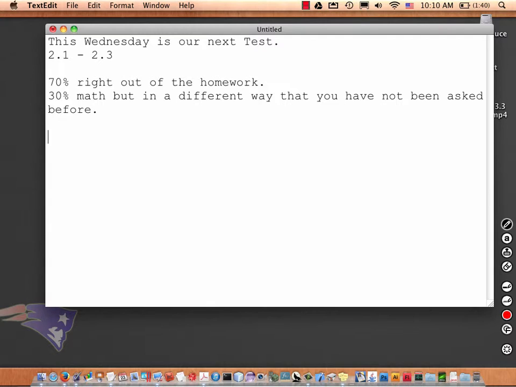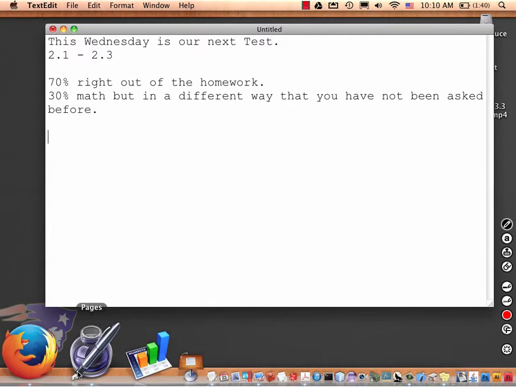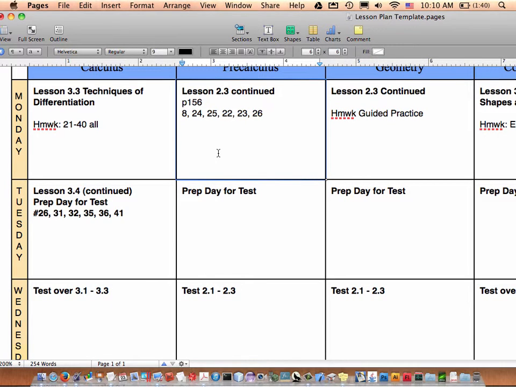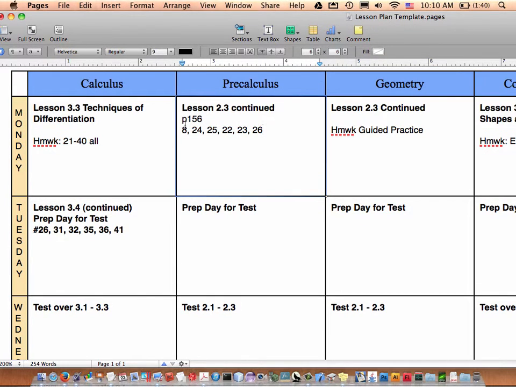Now, for today, these are the problems I'd like you to be able to do. Numbers 8, 24, 25, I should have put them in order, I didn't. Oops, 22, 23, 26. That's the homework tonight. I made sure I pared it down. There was no reason to give 20 questions. This is good enough. So Merry Christmas. There you go.